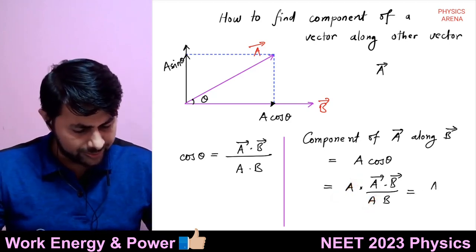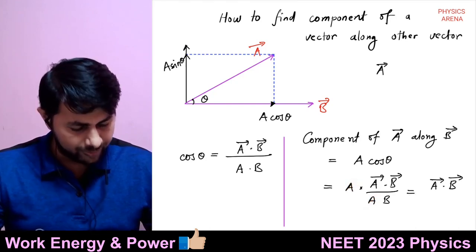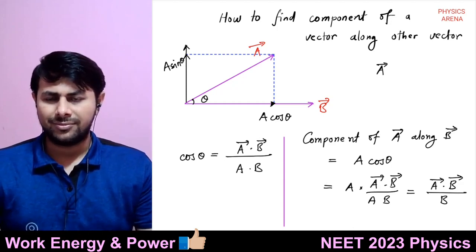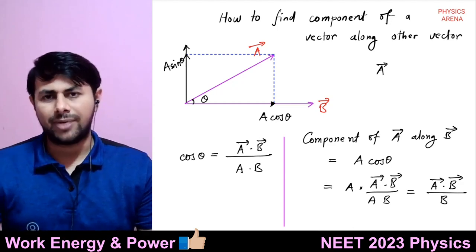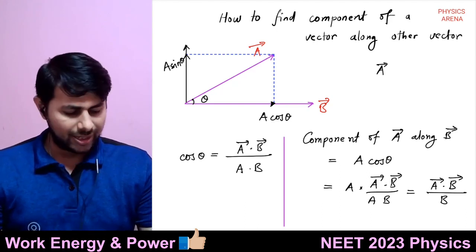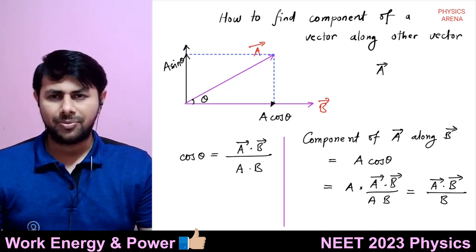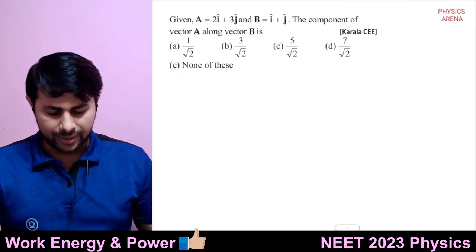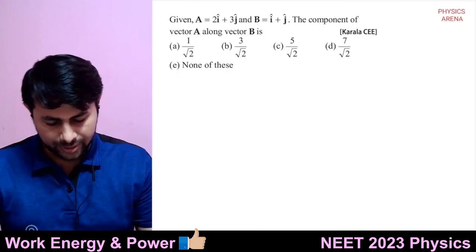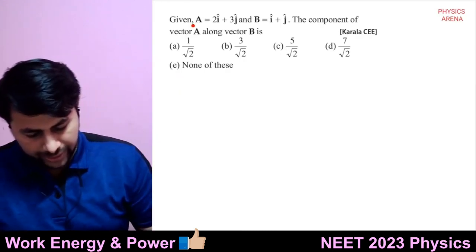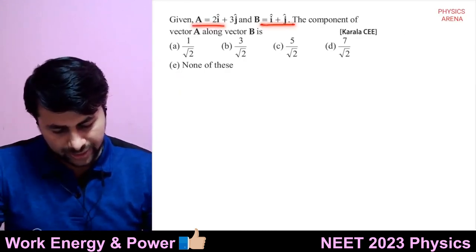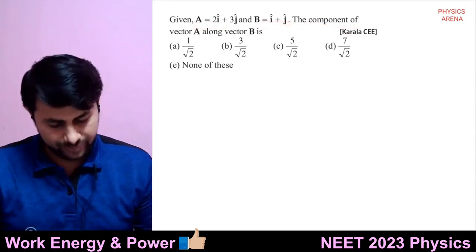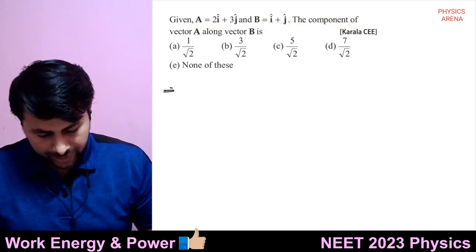What relation do you get? It is A bar dot B bar divided by B. And similarly, what will be the component of B bar along A bar? A bar dot B bar divided by magnitude of A. So this is simple, and let us see problems based upon this topic. Given A bar equals this, B bar equals this, the component of vector A bar along vector B bar is, so this is simple.